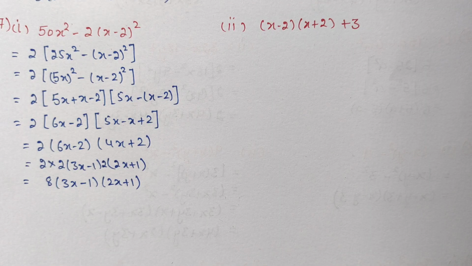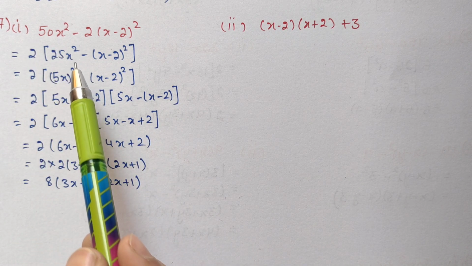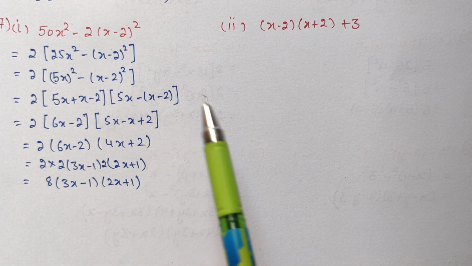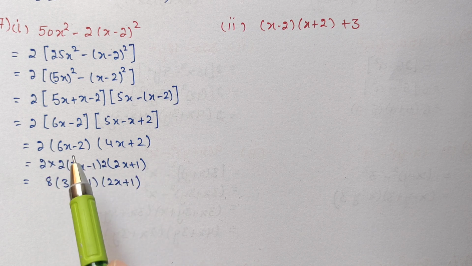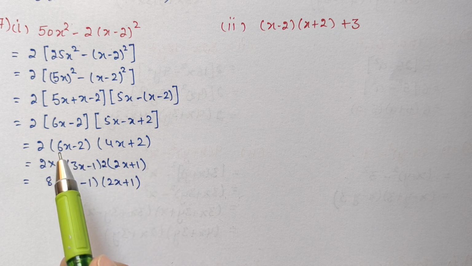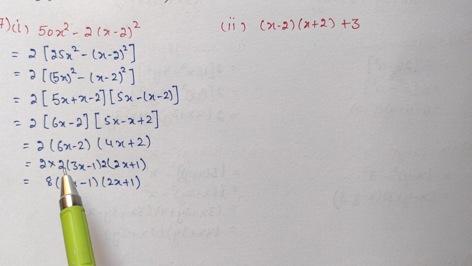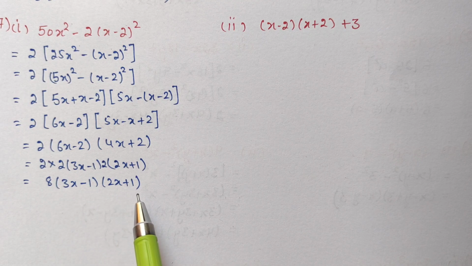Next we have seventh question, first part. It is similar to the sixth question, so do it as it is: take out the common term, then change into the square form and then apply the identity. Only a little difference is there. At last, after getting the factorization, we can again take out 2 common from here and 2 from here. So 2 into 2 into 2 will become 8. So the answer will be 8(3x - 1)(2x + 1).